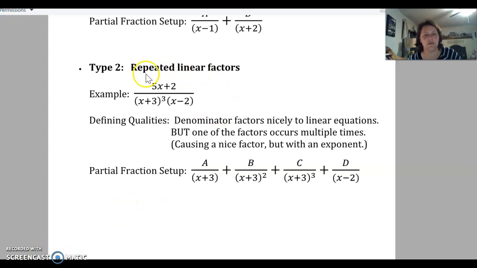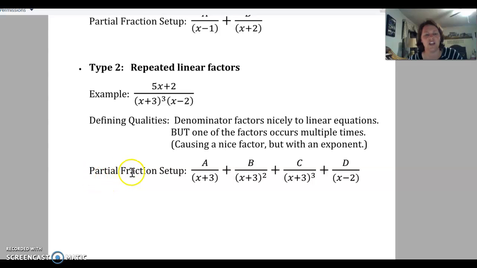Okay, type 2, repeated linear factors. So the denominator factors nicely, however we have one factor, in this case, that repeats itself multiple times, in this case 3 times. So how do we define that, or how do we see it? The denominator factors nicely to linear equations, but one of the factors occurs multiple times. I guess I should have changed that to at least one of the factors, because it can happen with multiple factors. So causing a nice factor, but with an exponent.